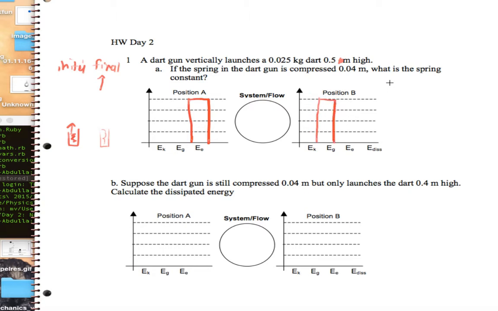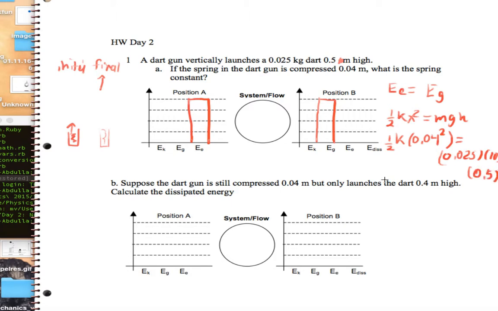So actually our equation is going to be E elastic equals E gravity. In other words, we're going to have 1/2 kx squared equals m times g times h. And now let's put in our numbers. So we have 1/2 times our unknown k. And the compression of the dart is 0.04 meters. Don't forget to square that. That's going to equal 0.025 times 10 times the height that we actually finally get to.